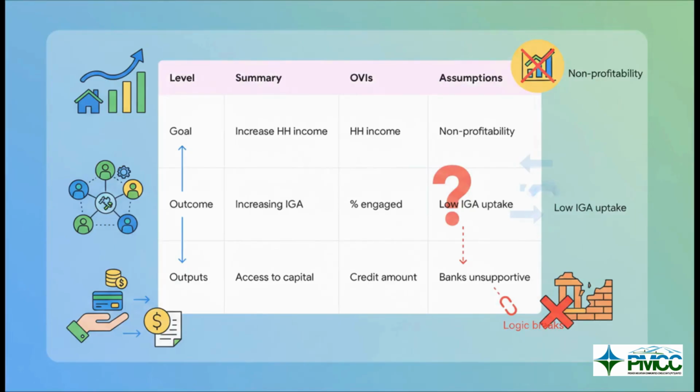Let's see how this all comes together using a simplified sample from our earlier income example. If our output is improving access to capital, our verifiable indicator might simply be the amount of credit taken. Our means of verification may be a structured interview schedule with the community. But here is where you see the vertical logic really in action. Getting that output to translate into our outcome of increasing income-generating activities hinges on one massive assumption. And that assumption is that local financial institutions will actually be supportive and provide loans to our beneficiaries. If that assumption fails, the entire logic breaks down. The true beauty of the Logframe is that it forces us to explicitly state these hidden dependencies out in the open.